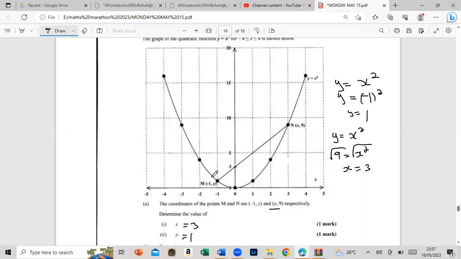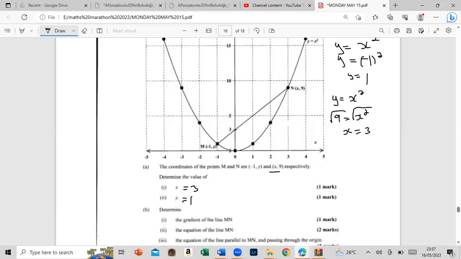So we know the values now, so I'm going to put it in here. Let me see what happened first. He said, determine the gradient of MN. Determine the gradient of MN.